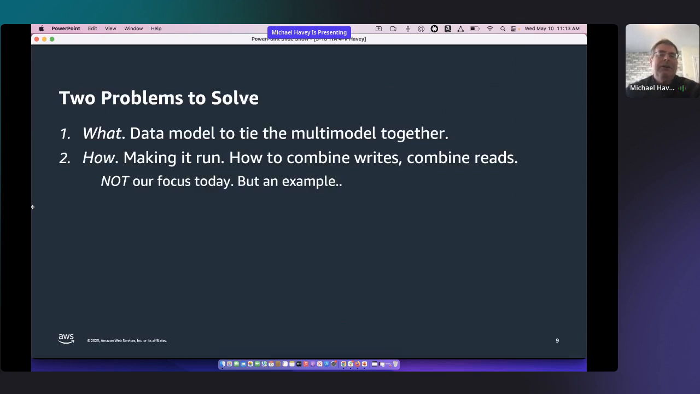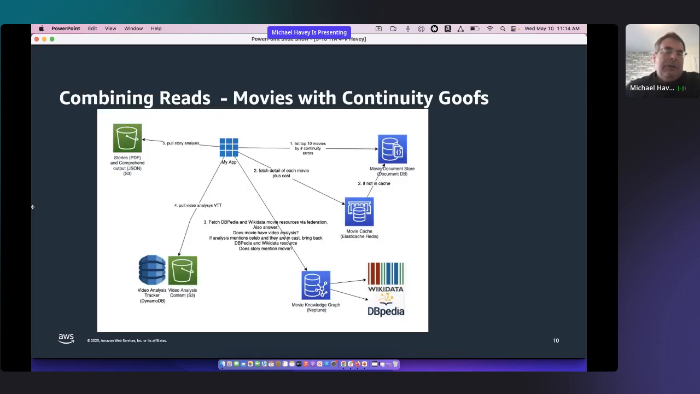So if I want to build something like this, I really have to answer two questions. One is the what. How would I actually model all of this? The other is the how. How would I implement combined reads and combined writes, for example? So that won't be my focus today. It's always a topic I'm happy to elaborate on separately, but I want to focus really on the what. But in terms of the how, here's an example of a combined write that I might actually want to do.